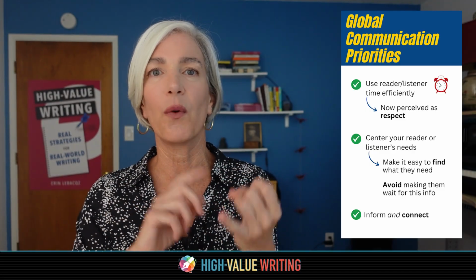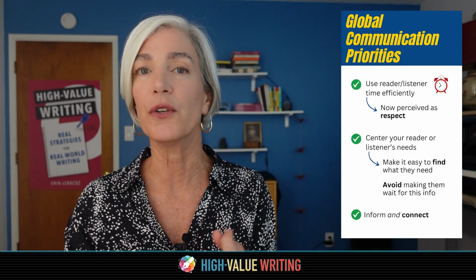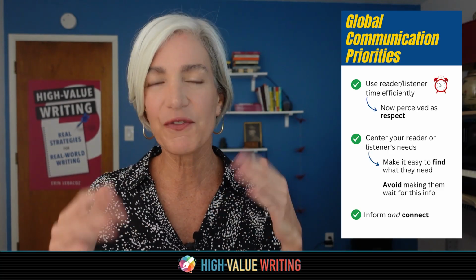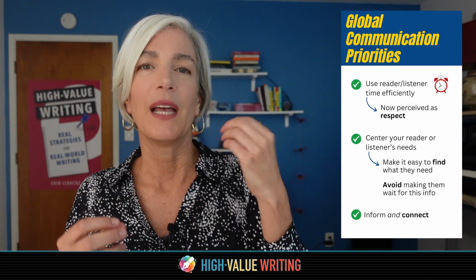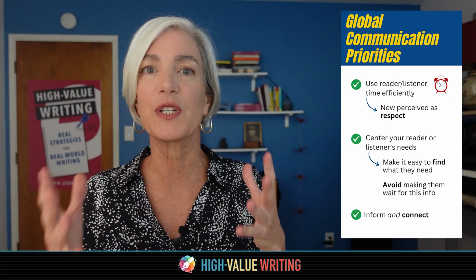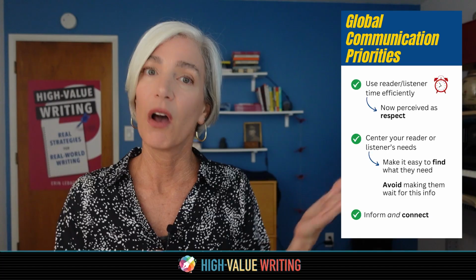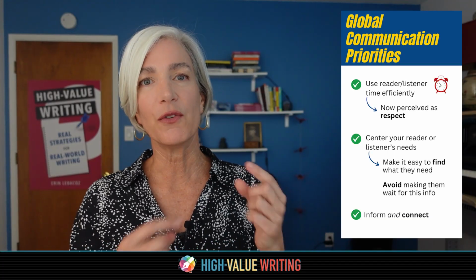So in our writing, that means we need to make choices about what to include, what order to use, and even sentence structure to make sure our readers get what they need quickly and easily. We also want to arrange material so readers can find what they need and they don't have to wait to get what they need. So that influence of time and busyness on the perception of respect, we're going to look at 5 ways to make that happen in your communication. Also ensuring then that you not only inform your reader, but connect with them.